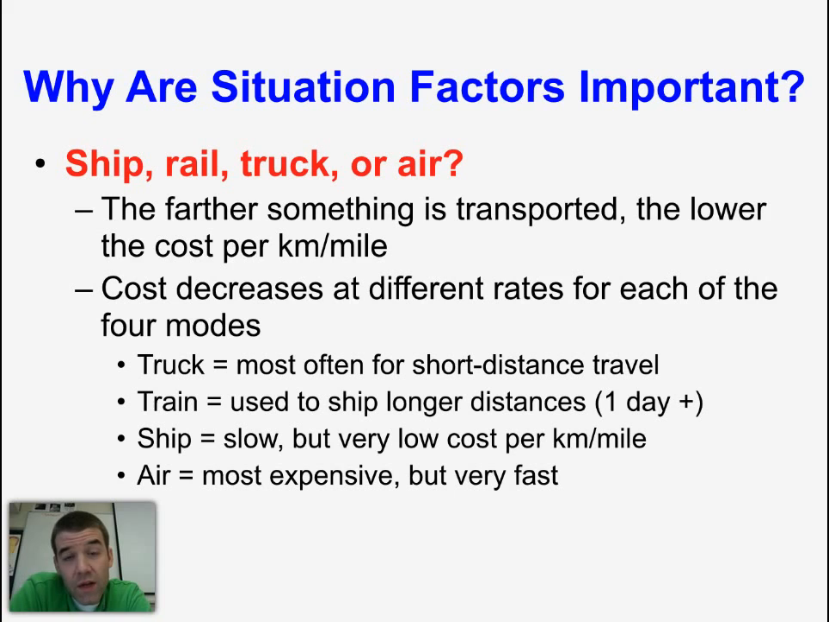The last one we can look at is the air travel. This is very fast, but it's limiting in terms of how much weight you can use, and it's very expensive relative to the other methods of shipping. So situation factors are really important for industry because depending on what they're producing, they're going to need to know what method of transportation they'll have access to, and also what is going to be most cost effective.